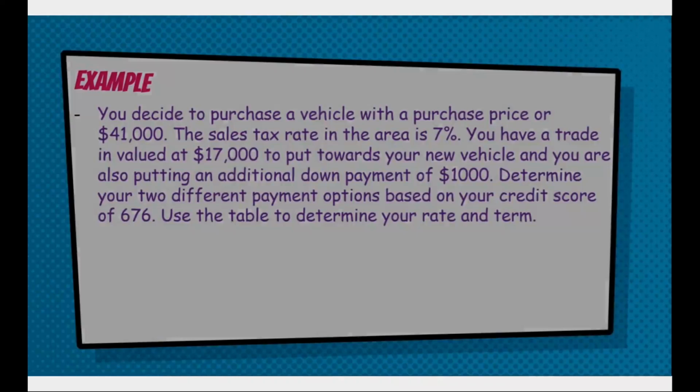So let's look at this example real quick. Suppose you go to the dealership and you decide to purchase a vehicle that's listed at $41,000. You're like, I want this truck or I want this car, and it's listed at $41,000. You don't even negotiate. You like it. You think it's a good price.